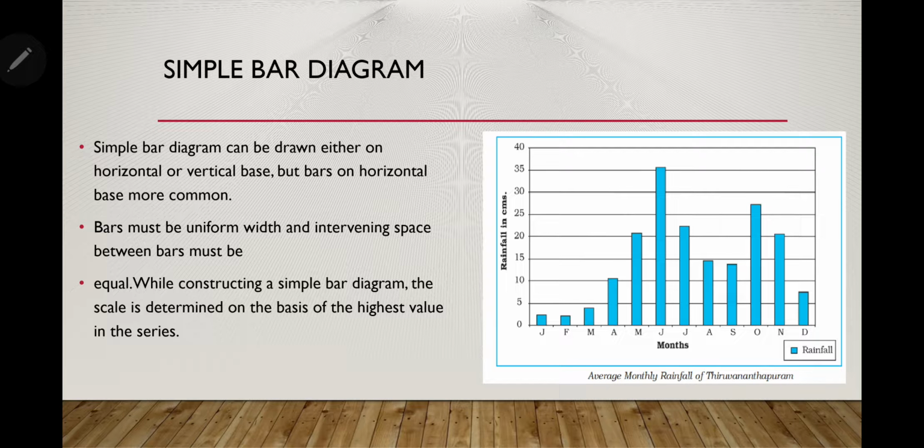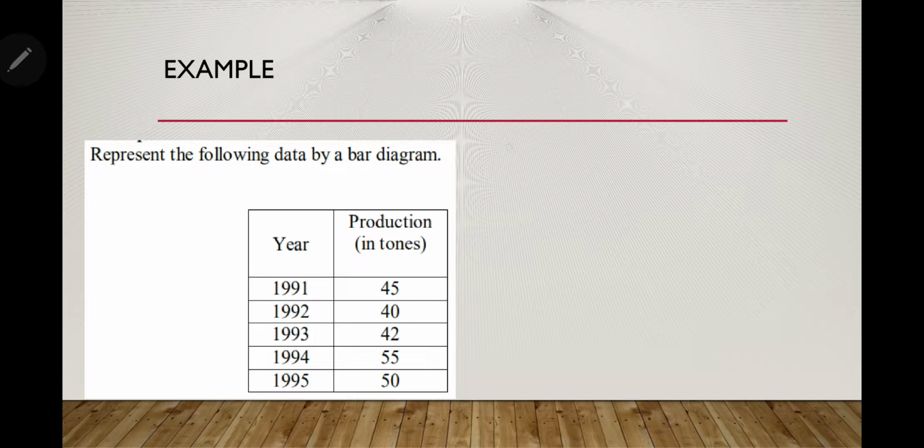A simple bar diagram can be drawn horizontally or vertically. It is drawn to show a single set of numerical data. One thing that we need to keep in mind is that the width of all bars should be the same, whereas height will differ according to the value given in the question. Let's try to understand this with the help of an example.